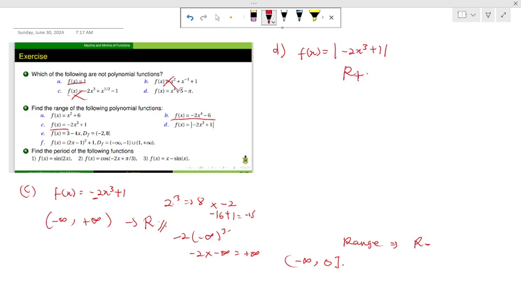So a set of what? All positive real numbers, which mathematically I can write as the interval 0 to positive infinity. Okay, 0 to positive infinity. So this is my set of what? Interval for the range. Now let's see E.